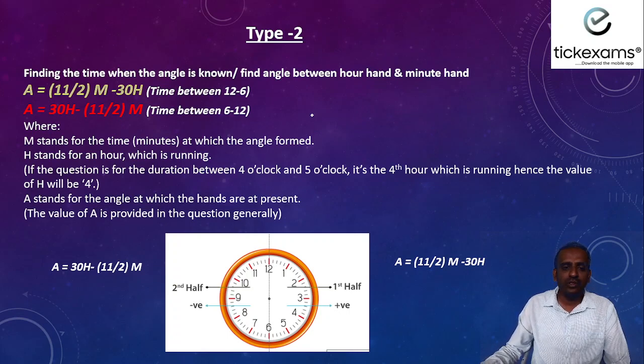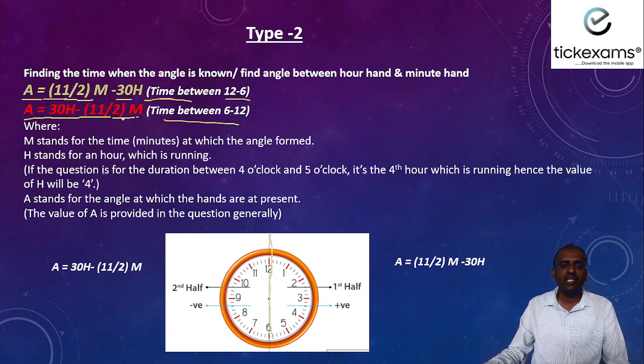What is the formula we will use? We will use this formula which is shown on the screen. A is equal to 11 by 2 m minus 30 h, if the given time is between 12 to 6, that is in the first half of the clock. If the time is in the second half of the clock, that is from 6 o'clock to 12 o'clock, then we will use A is equal to 30 h minus 11 by 2 m. We have just interchanged these terms, that's all. There's nothing much difference here.